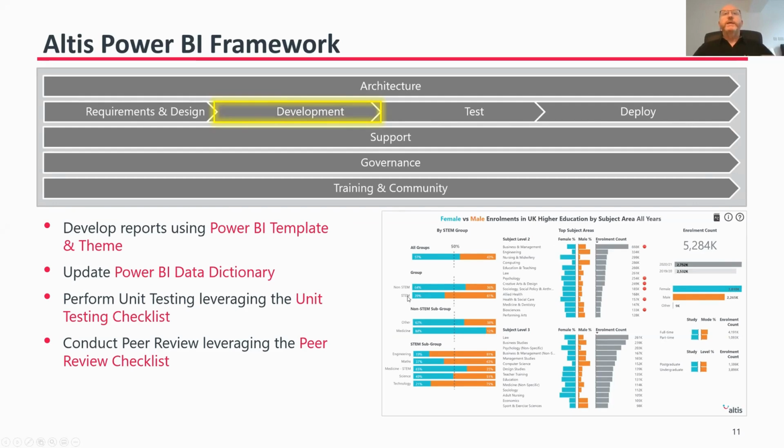And you'll see that part of that development process is using our Power BI template and theme file, as well as our data dictionary, our unit testing checklist, our peer review checklist, to produce something like on the right here, a report created using the Altis Power BI template.